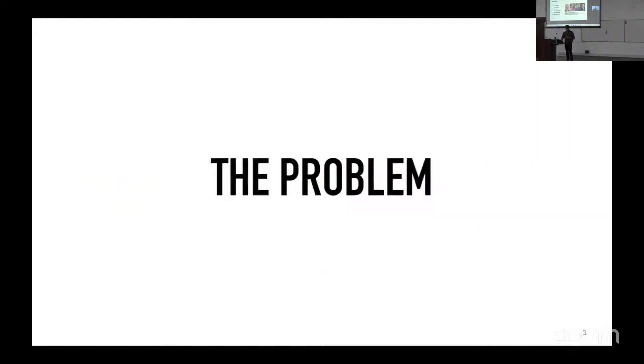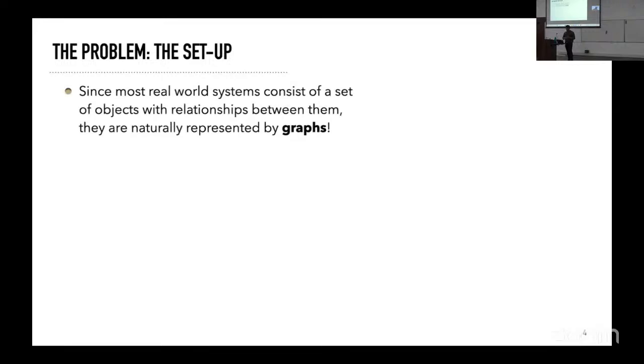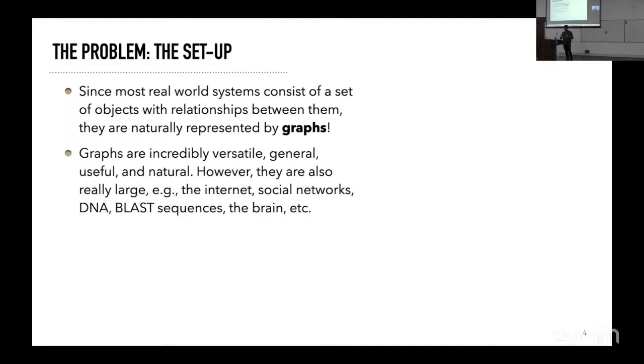Okay, so let me set up the problem at first. This part I don't think I need to sell to anyone. Most real world systems that come up consist of a set of some sort of objects or agents with some relationships between pairs of them. That's most conveniently represented by means of a graph. So graphs are the objects of interest. And of course, graphs are incredibly versatile, mathematically extremely useful, naturally beautiful objects.